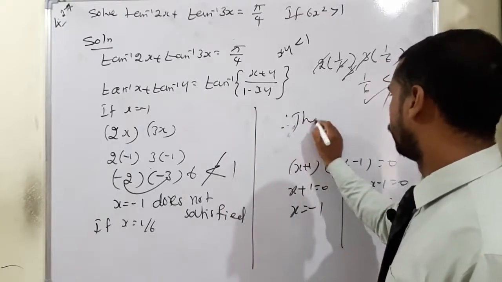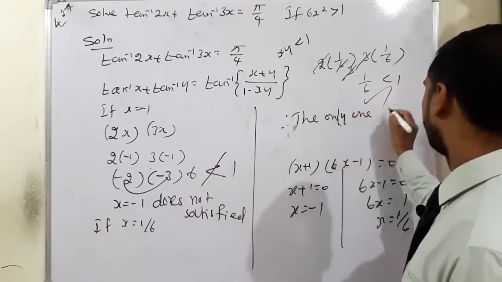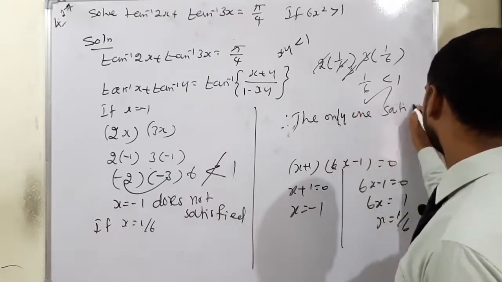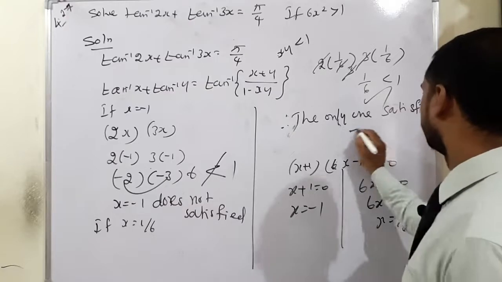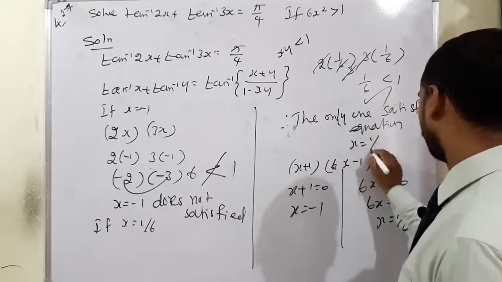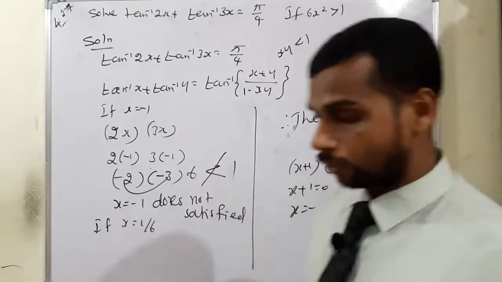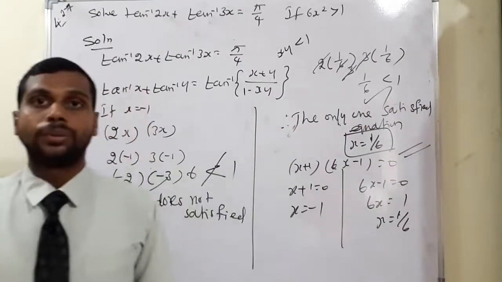Therefore, only one solution satisfies the equation, which is x is equal to 1 by 6. Okay, this is the answer for example 4.27. I will continue with the next example.